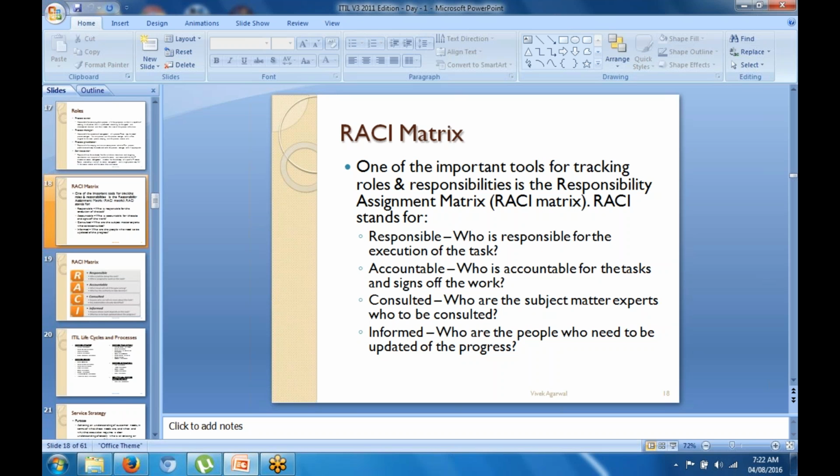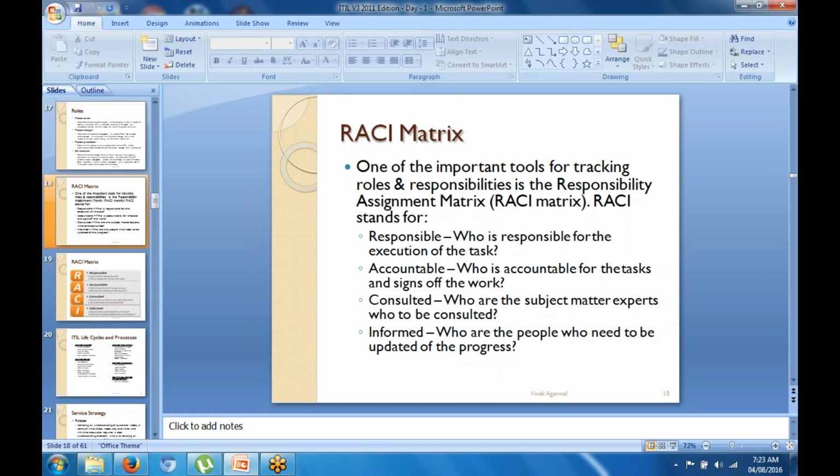Now we have the responsibility assignment matrix. That is the short form. These are terms which come up very often when we go into a design phase. So the RACI matrix, one of the important tools for tracking roles and responsibilities, is the responsibility assignment matrix. It stands for R, responsible, A, accountable, C, consulted, and I, informed.